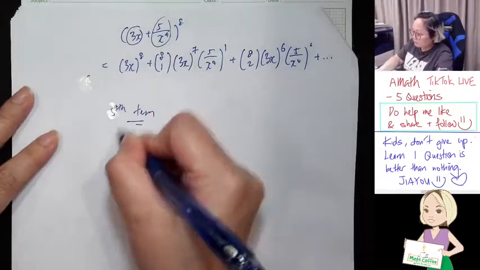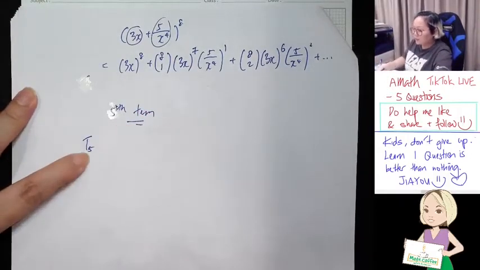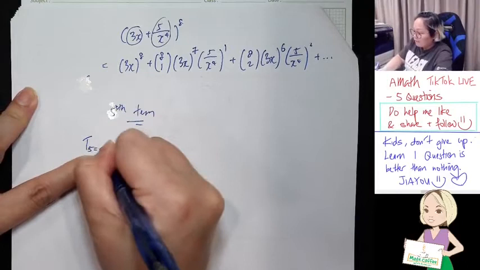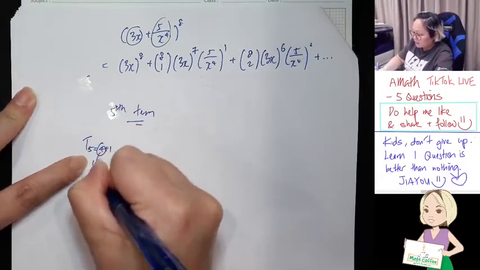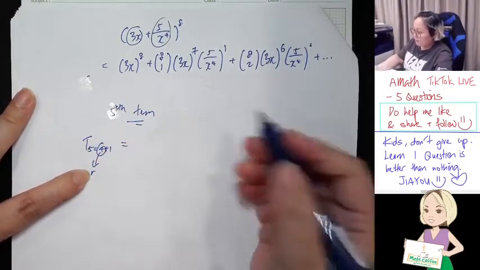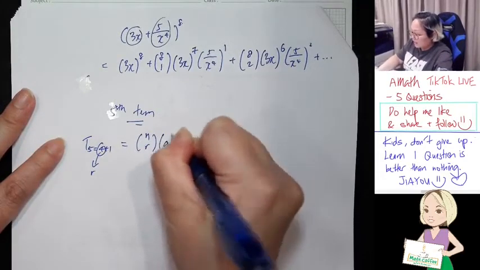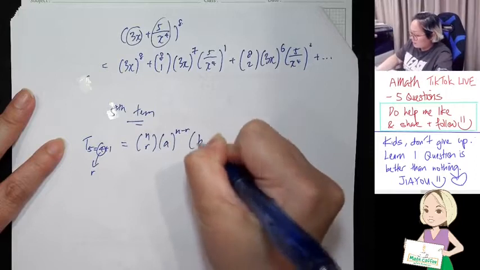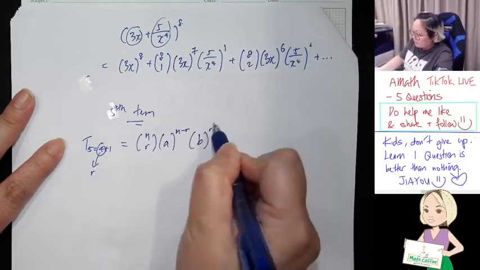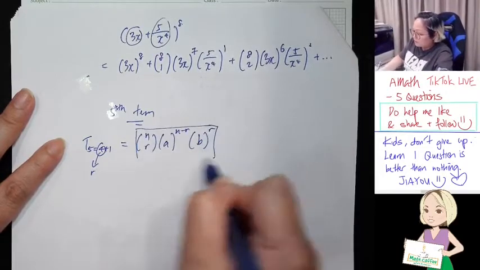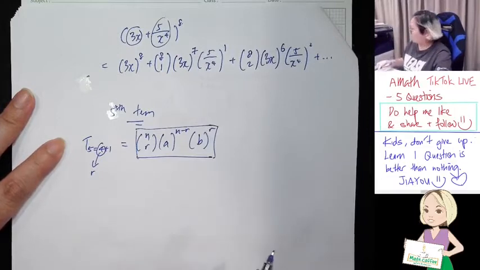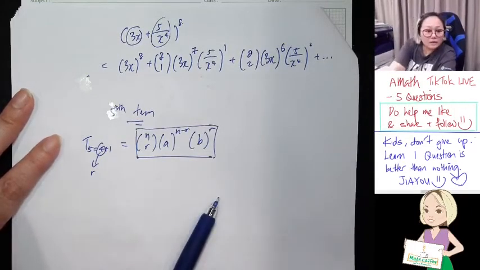Okay, so then I have to do the fifth term. The fifth term means T5. Remember I said it is 4 plus 1. Means your R is 4. So apply the formula, which is nCr a to the power n minus r, b to the power r. Actually, this formula, you can see in your formula sheet. Yeah, no need to memorize. It's actually given to you.